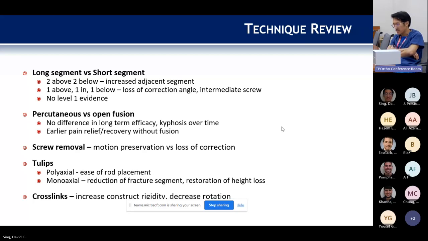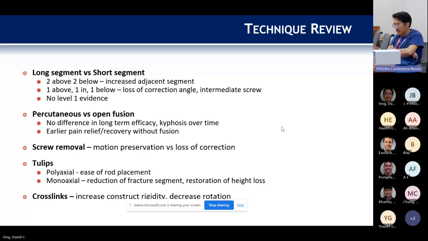And then lastly, the use of crosslinks, which I know in some ways increases your stiffness and maybe increases the rigidity of the construct. But in certain scenarios, if there's severe rotational deformity, the crosslink may be able to provide some extra stability resisting rotation. So just tools in the toolbox to consider.